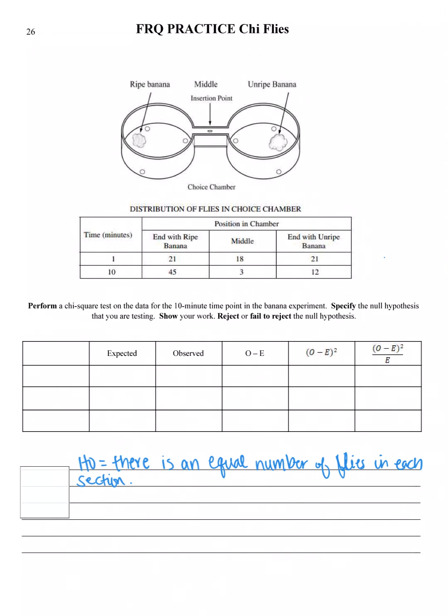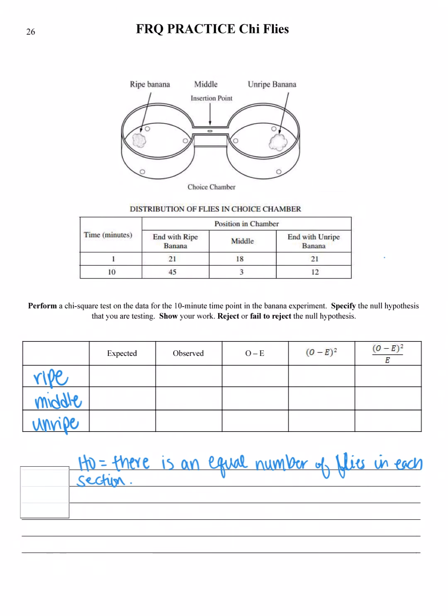Now that I have a null hypothesis, I can develop the expected values. So I'm going to use the chart that College Board provided to make calculating this chi-square a little simpler. First thing I'm going to do is I'm going to put my categories here on this column. There are three sections of this chamber, so I'm just going to name them the same as they are named in the choice chamber.